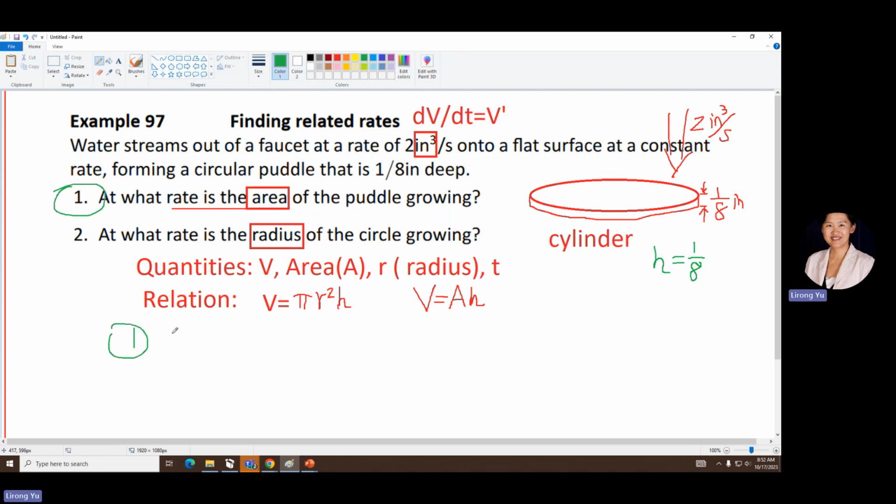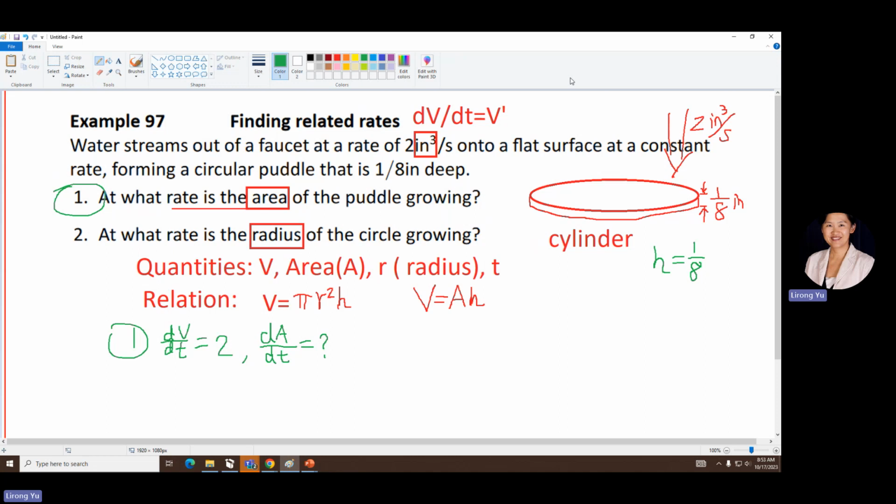Okay. So for question 1, we already knew that the volume had a derivative of 2. So we know that dV/dt is equal to 2. We're trying to find the rate of the area flowing, so we're trying to find dA/dt. Or you can say we know V prime equals 2, and we're trying to find A prime. We want to be concise, but this is the question. So you can see we are trying to find the relation between the derivative of the volume and the derivative of the area.